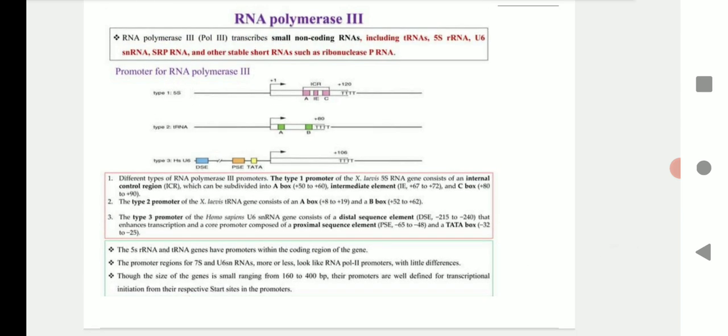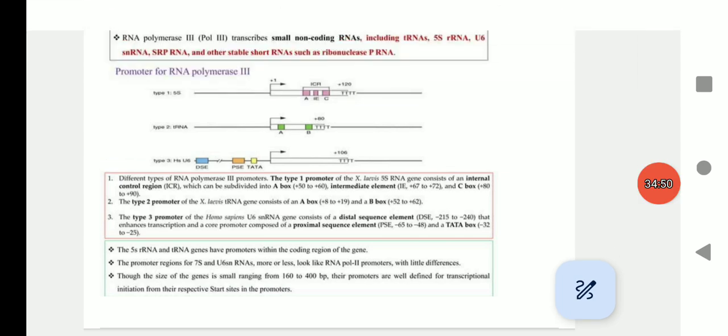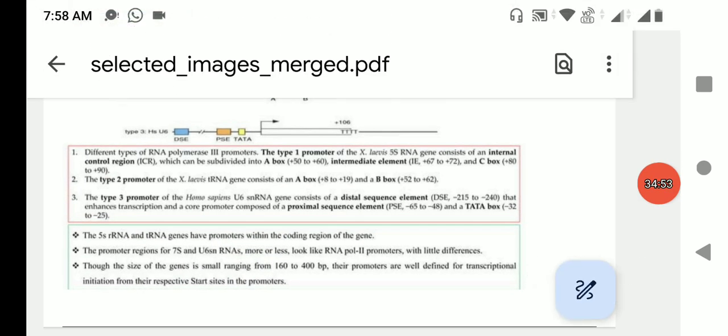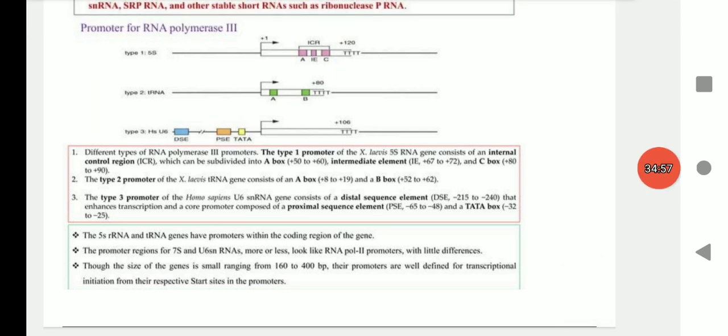Different types of promoters are found in the case of RNA polymerase III. Type 1 promoter. Here is an example of Xenopus laevis. It's a toad. The 5S RNA gene's internal control region, that is ICR, is shown here. It has A box, IE and C box regions, where the A box is from plus 50 to plus 60, an intermediate element IE, which ranges from plus 67 to plus 72, and a C box between plus 80 to plus 90.